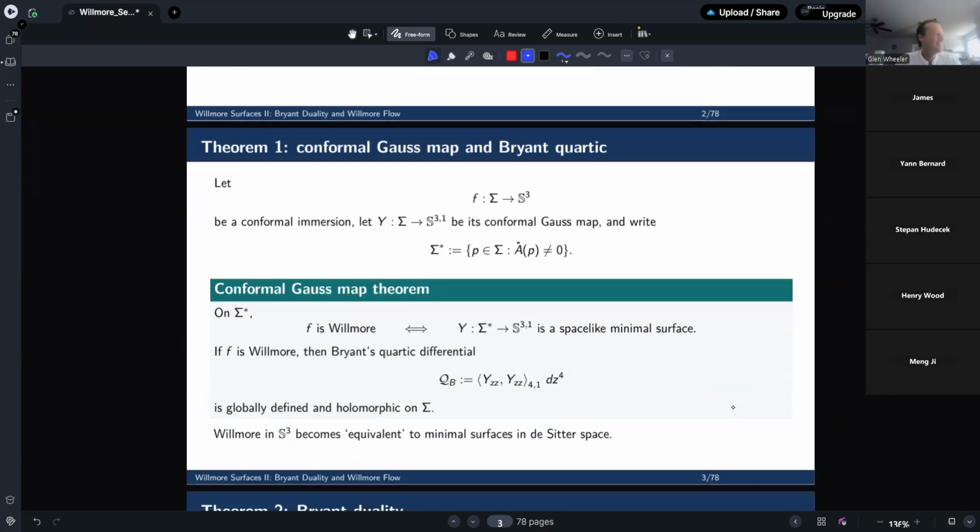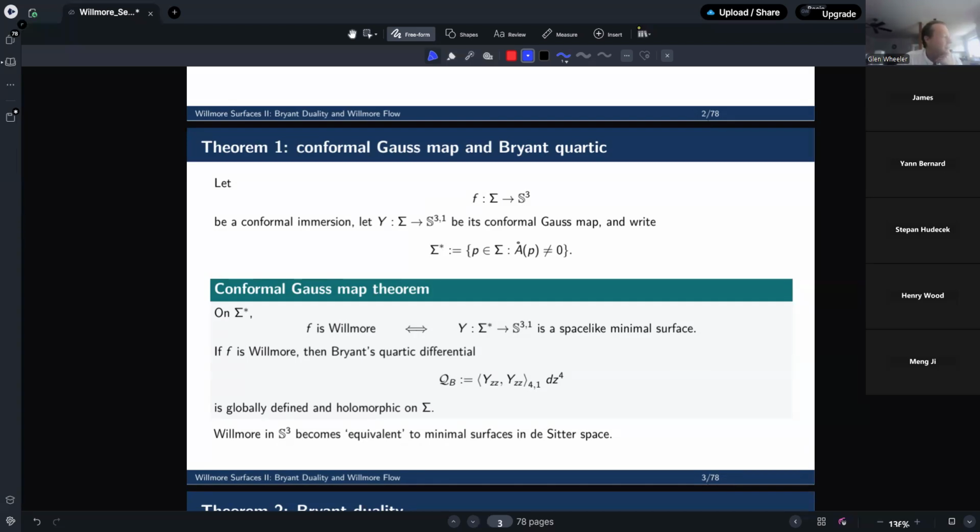Okay. So I've broken this down into 3 theorems. Like I said, Bryant has theorems, I think A through to E. But here we've just got 3. I think it's enough. So this is the conformal Gauss map and the Bryant quartic. All right, so here's our notation. I'm going to try to explain as much as I can, and I'm going to try not to rush. But if anyone has any questions, please feel free to ask. Or if I mess something up.